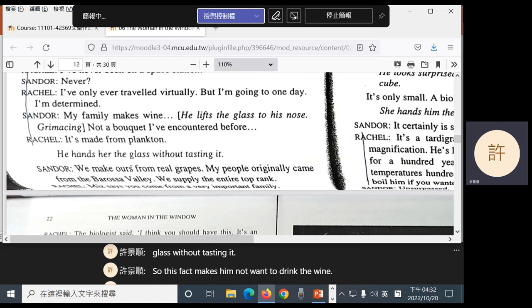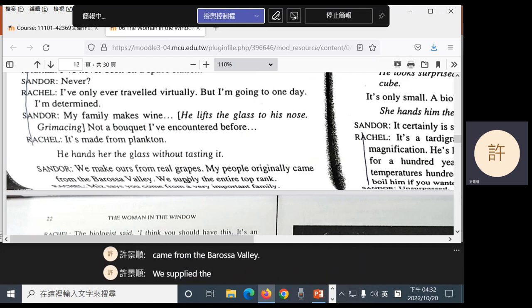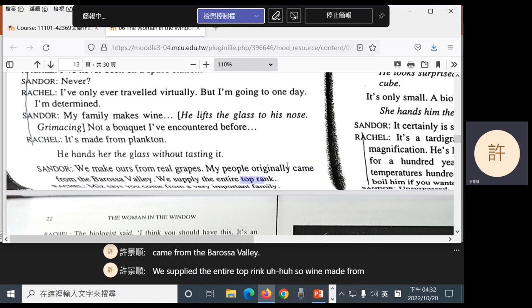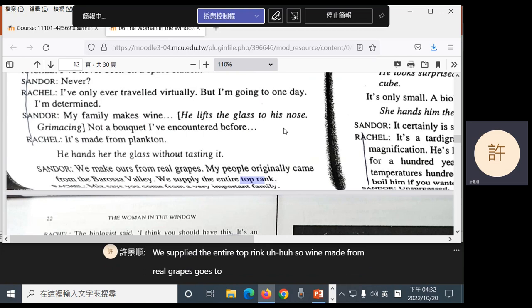Sandor, we make ours from real grapes. My people originally came from the Barossa Valley. We supply the entire top rank. Aha. So wine made from real grapes goes to the top people, most important or richest people.